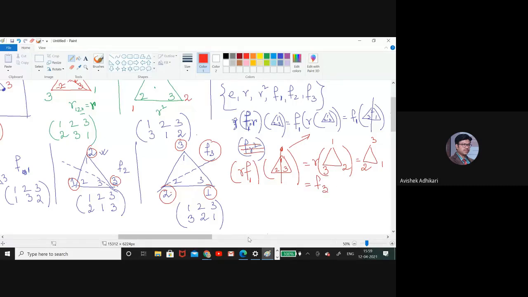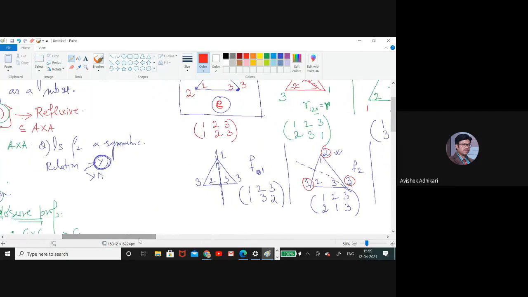Is it clear? Any doubt or question? Please let me know. Sir, applying F1 means keeping 1 fixed? Yes, the vertical one, not 1, the vertical one. What is F1? F1 is nothing but this one, the vertical. About this axis, you are taking the flip.